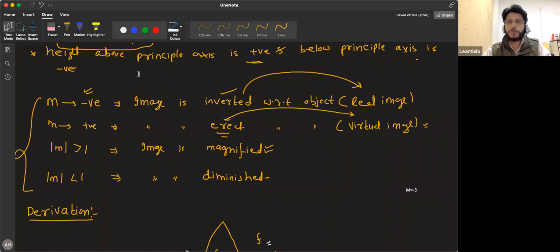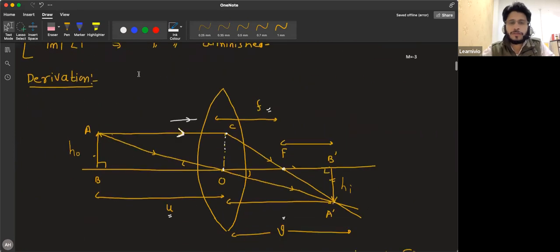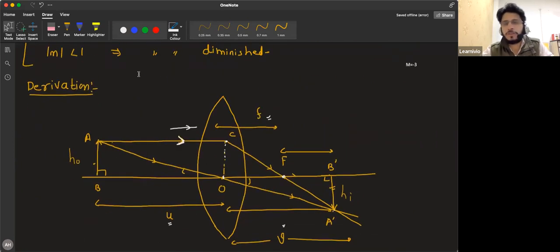Yes, sir. Okay, so to derive the lens maker formula, the derivation is very easy. Let's start with the convex lens. So this is a convex lens. Let's take one ray at a time. This is the first ray, which is parallel to the principal axis.